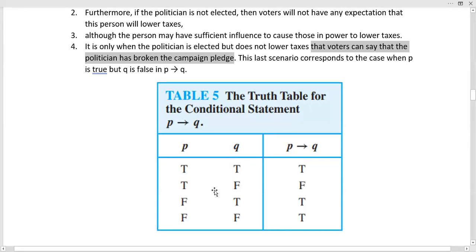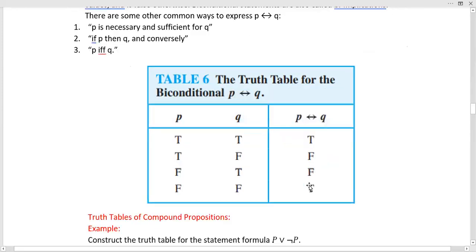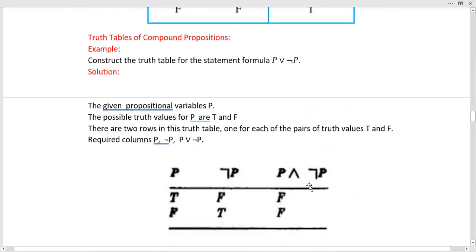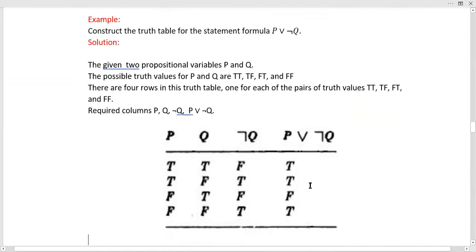Why is it true? The second statement, T F F. See the second case. The politician is elected, but he has not implemented his pledge. That's why it is false. Yes or no? Yes, sir. This, my dear students, is the conditional. Now come to the problems.